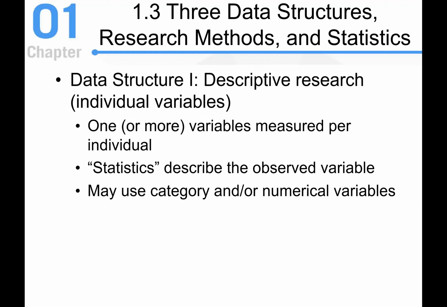So data structure one, descriptive research, all right? If we use this kind of individual variables, you have one or more variables measured per individual. So statistics describe the observed variable, and you could use category and or numerical values. So we could measure the height of a group of people, and that would be a sample statistic. Or the average rainfall in the Sahara Desert. That would be descriptive research.